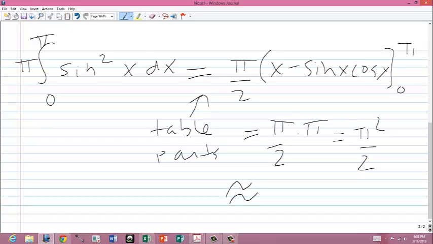And they suggested rounding to the nearest hundredths place, so that would be 4.93.